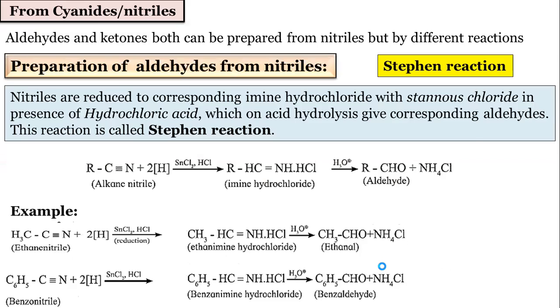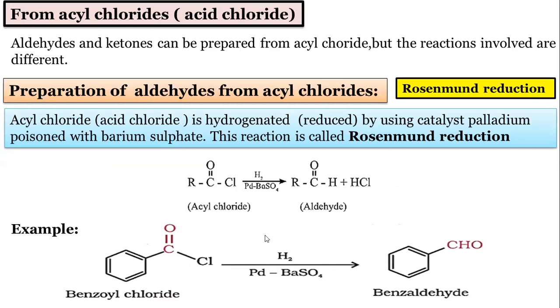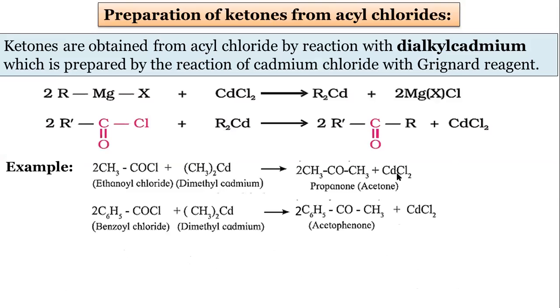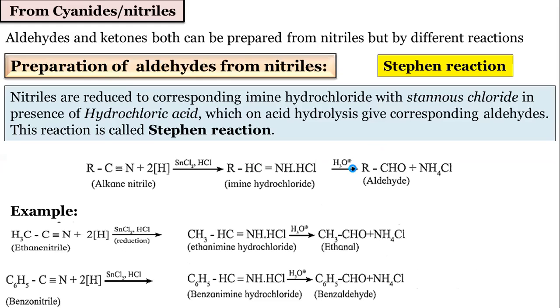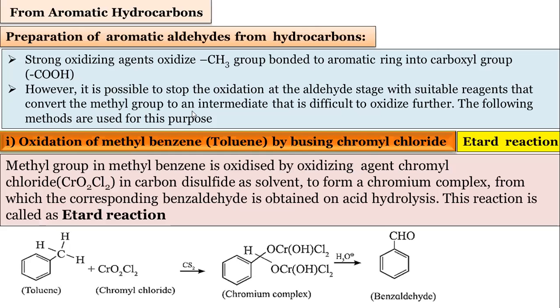And what is Rosenmund reaction? In which acyl chlorides or benzoyl chlorides are converted into benzaldehyde. So remember these clues, how to remember the reaction. Acyl chlorides to aldehyde, it is Rosenmund. Then nitriles to aldehydes, it is Stephen. And in case of Etard reaction, toluene to benzaldehyde, this is Etard reaction.